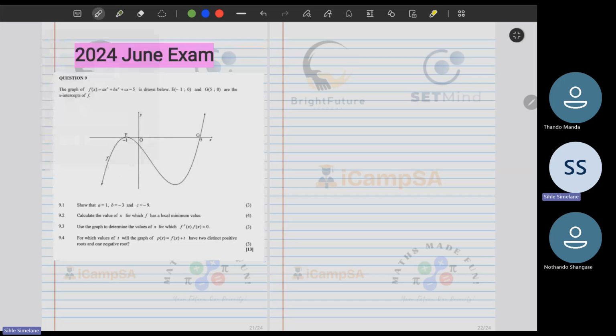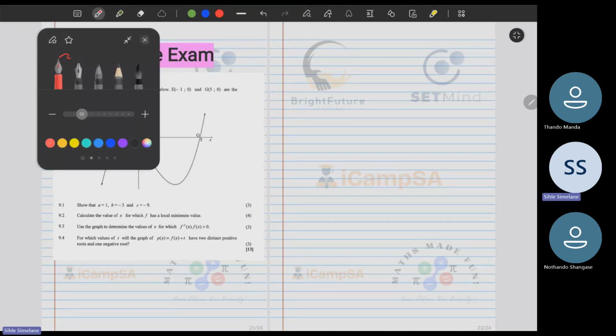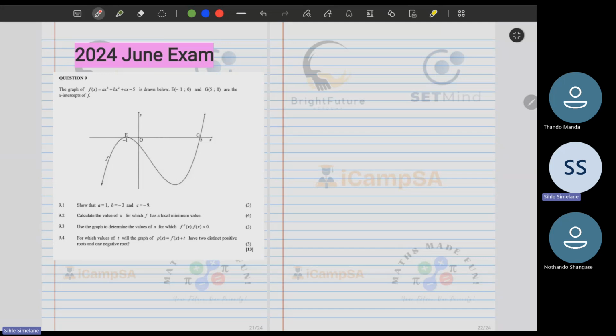So the statement reads, the graph f of x, which is as defined by that equation, is drawn below. They give us E. This, guys, should be very easy. They give us E, and then they give us G, which is the intercept. So one thing I need you to remember, guys, is that when a turning point is also an intercept, it means that we have that turning point appearing twice. Or when an intercept becomes a turning point also, it means at that intercept we have a turning point.